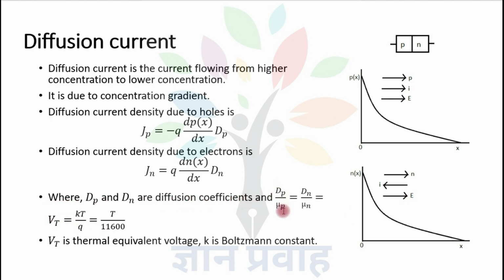Here Dp/μp equals Dn/μn, and it is equal to VT. VT is kT/q, and it is equal to T/11,600. VT is the thermal equivalent voltage, k is the Boltzmann constant, and this is called the Einstein equation.